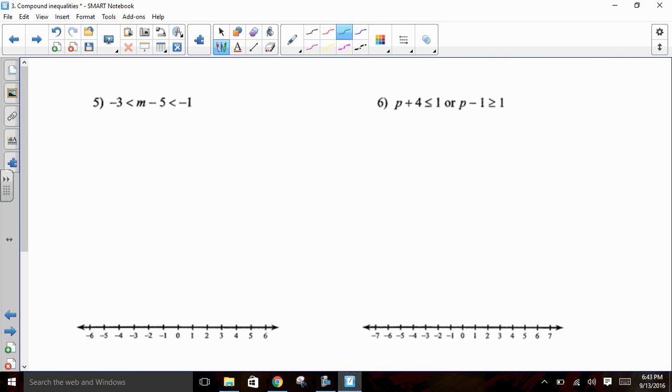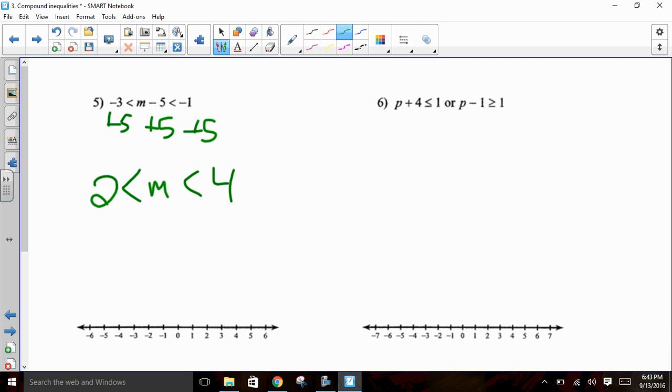So I'm going to take a look at my middle. I have m minus 5, so I want to get that away from itself. I'm going to add 5. Whatever I do to one side, I do to all 3 sides. Negative 3 plus 5 gives me positive 2. I didn't divide or multiply by a negative number, so I can keep my signs. Negative 1 plus 5 is 4.